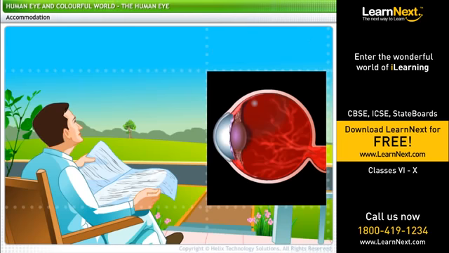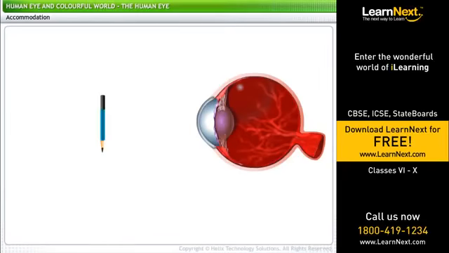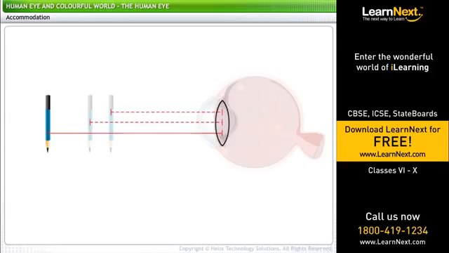Your eye can change the focal length of the lens in a fraction of a second when you look at another object. This ability of the eye to change focus for objects at different distances by altering the curvature of the lens is called accommodation. For an object to be seen clearly, the image must be formed on the retina. The distance between the lens and the retina is fixed. So, how do you think the eye is able to focus on objects at different distances?